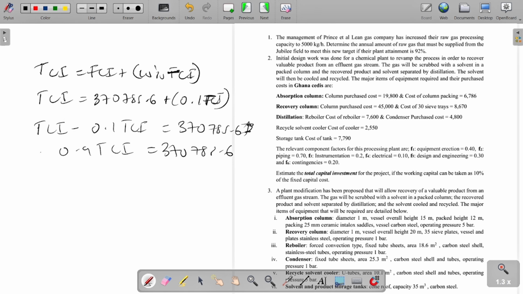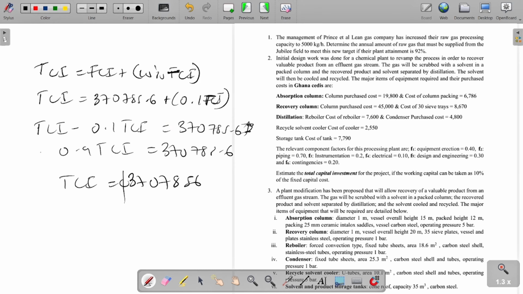equal to 370,785.6. So I'll have 370,785.6 divided by 0.9. This gives me a TCI of 370,785.6 Ghana cedis. So this is when the working capital is a percentage of the total capital investment.